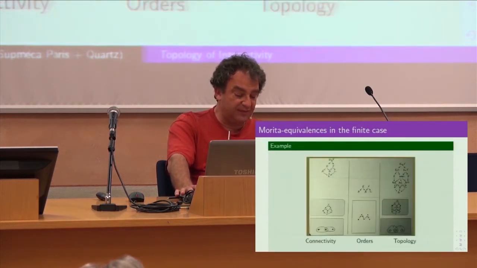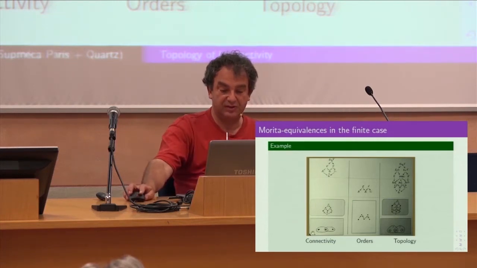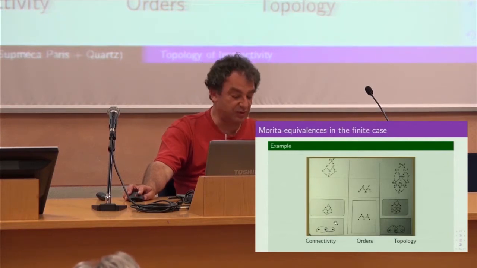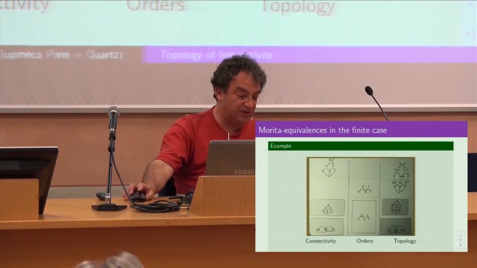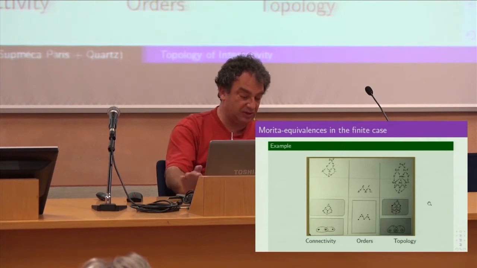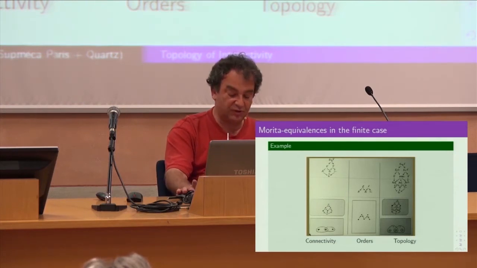So, on this figure, you have an example of a correspondence between a connectivity space, left down here. This is a connectivity space with three points, and this says what is connected. The first point is connected to the second point, and the second to the third one. This is a connectivity space, and this is an order, and this is a topological space, and they are all Morita equivalent.